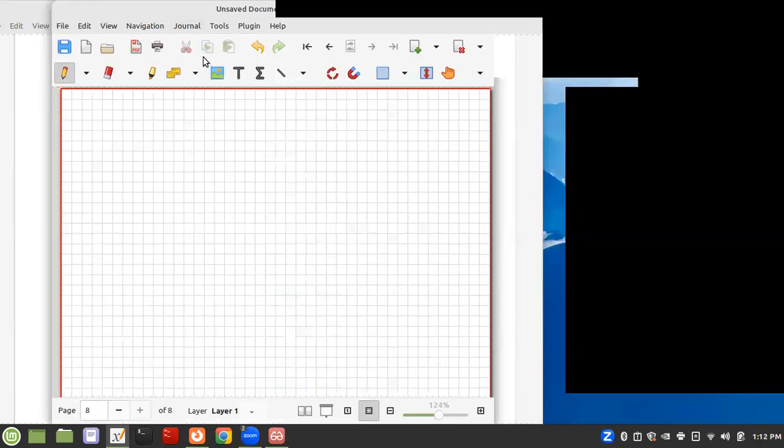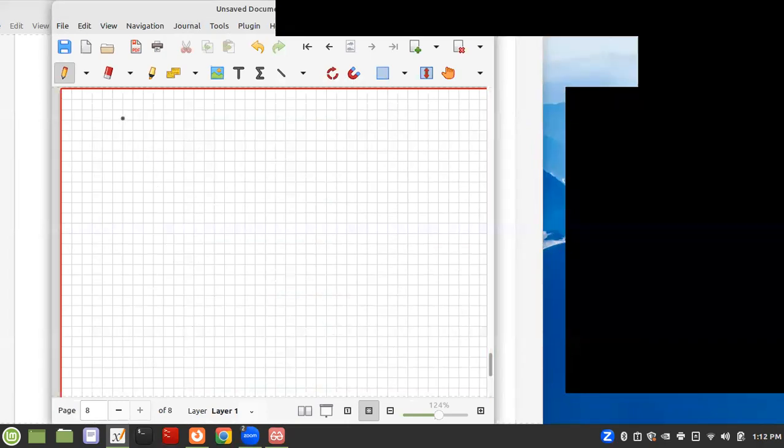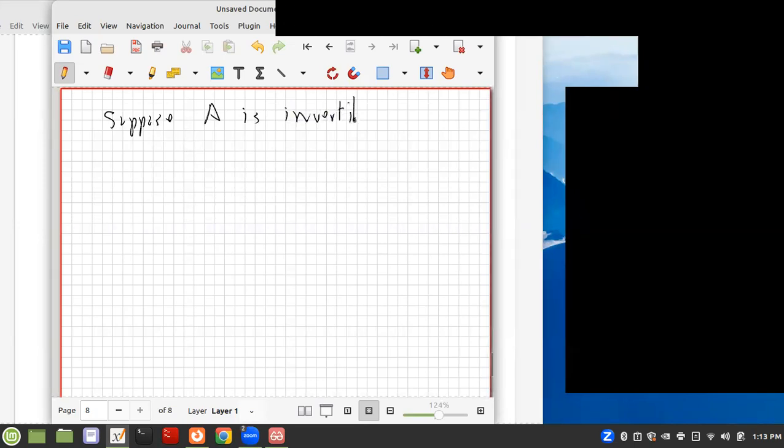Here's a question for you. Suppose A is invertible. That means that A inverse exists. What is the inverse of A to some power? Let's do it. What's the inverse of A cubed?